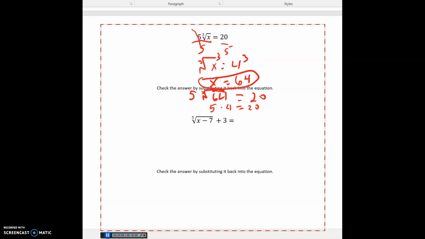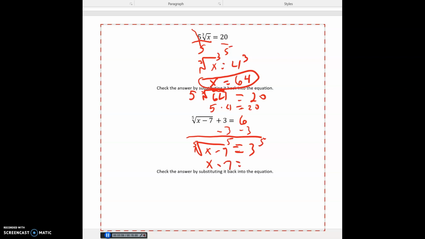All right. I apologize. I guess I deleted that on there. There was supposed to be a 6 there. So we can take a look at this here. We've got the fifth root of x minus 7, plus 3, is equal to 6. So we're going to go minus 3, minus 3. That gives us the fifth root of x minus 7 equals 3. Since there's a 5 there, we go to the fifth on both sides.